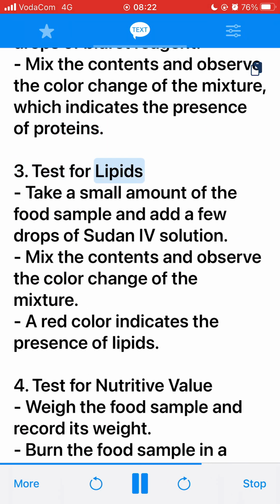3. Test for lipids. Take a small amount of the food sample and add a few drops of Sudan IV solution. Mix the contents and observe the color change of the mixture. A red color indicates the presence of lipids.